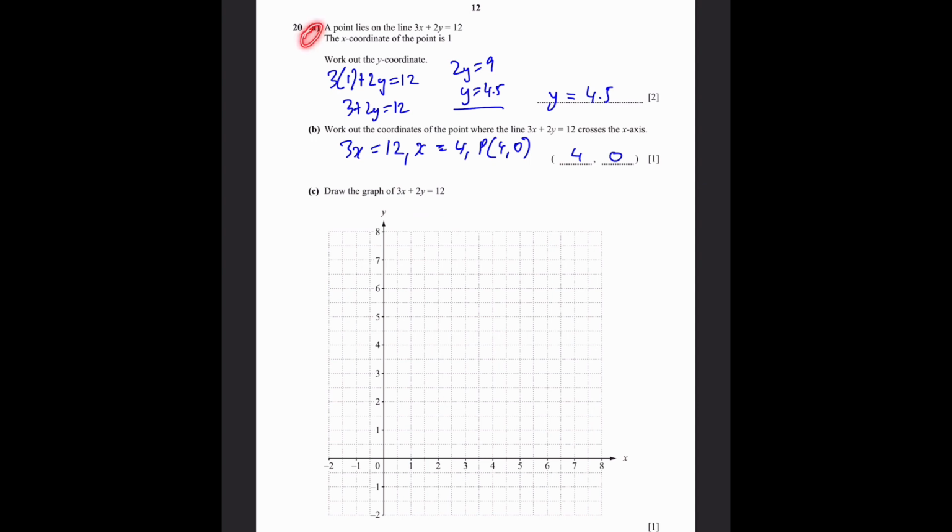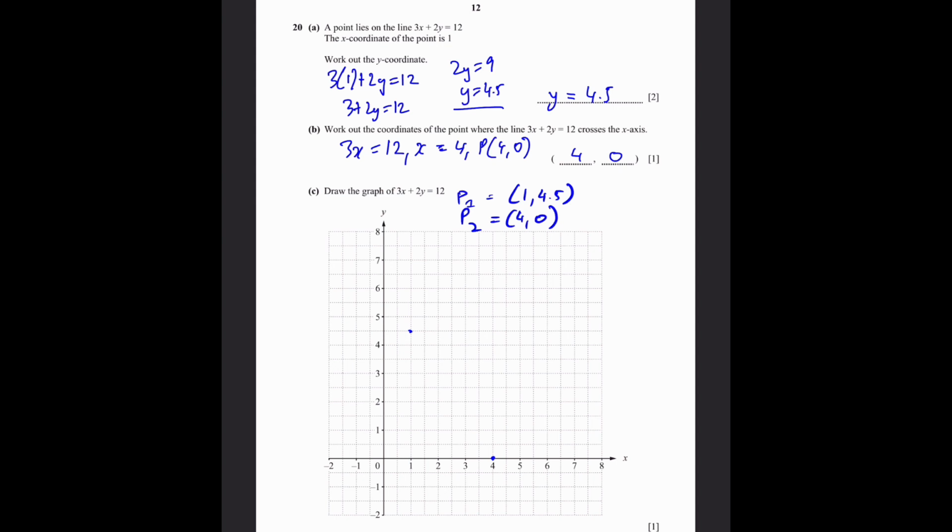C. Draw the graph of 3x plus 2y equals 12. In the A part, we found the point that x coordinate is equal to 1, y will be equal to 4.5. So let's say P1 is equal to x value 1, y value 4.5, 1 comma 4.5. Now, you can find another point by using answer for part B. The other one will be the x-intercept, or the point where the line crosses the x-axis, 4 comma 0. So P2 can be 4 comma 0. Now we can just mark both of these points, 1 comma 4.5, 4 comma 0 down there.